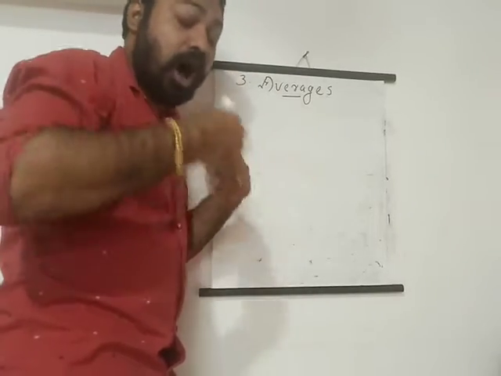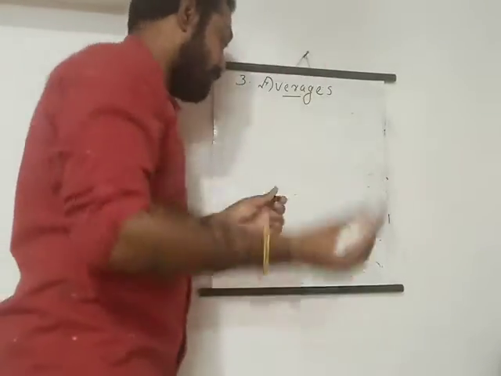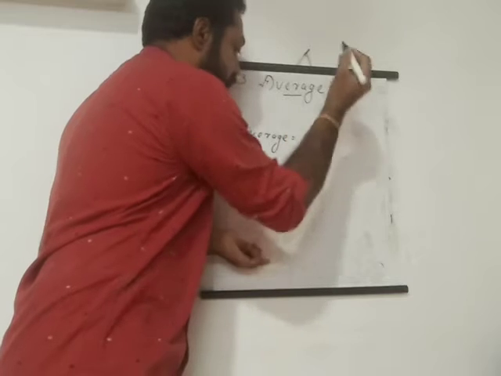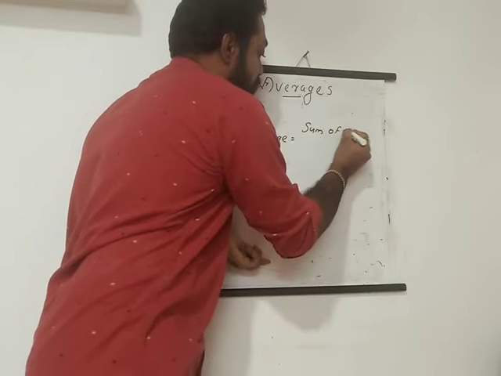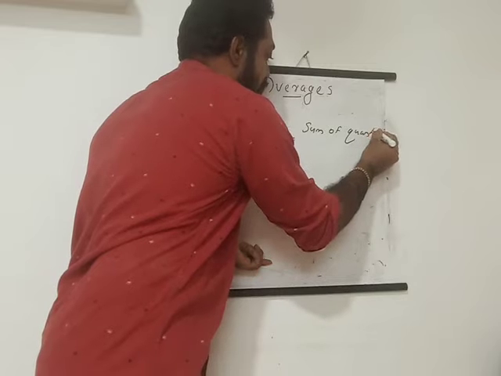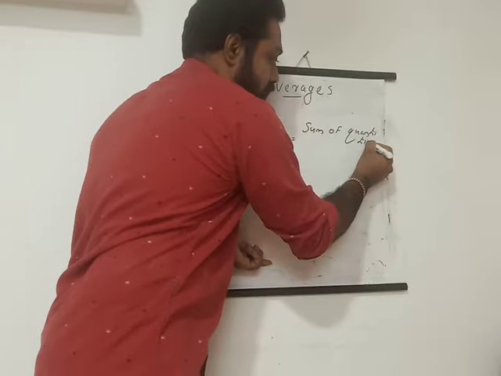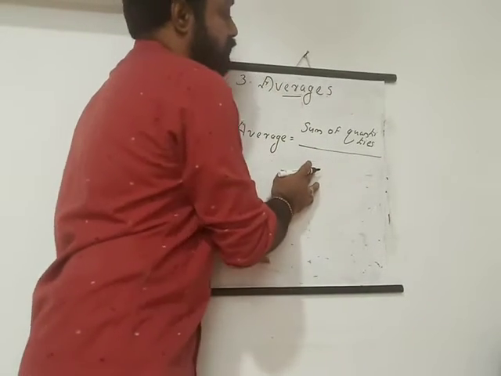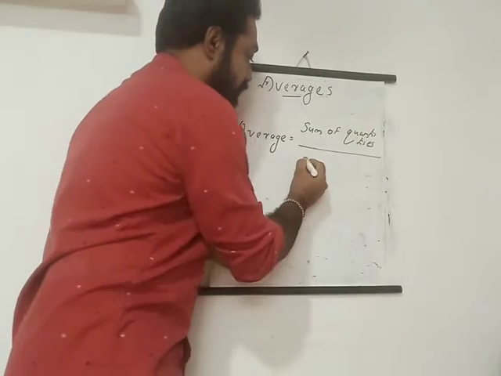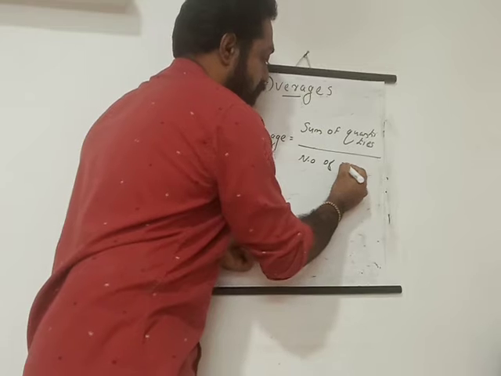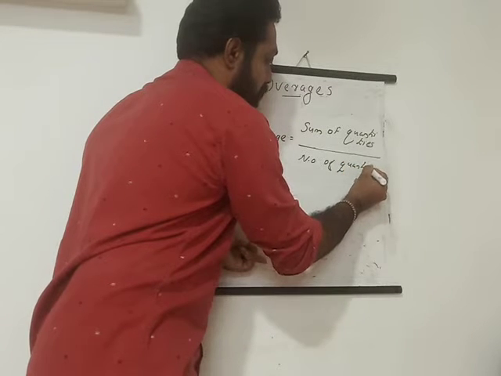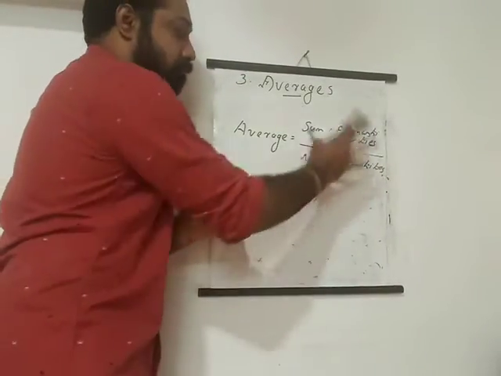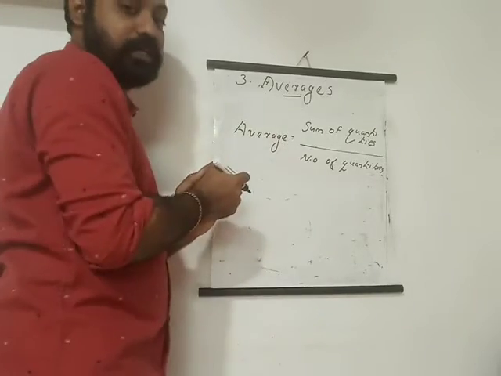So what do you mean by average? Or how can we find the average? Average is defined as the sum of all quantities divided by the number of quantities, or the sum of the given observations divided by the number of observations.